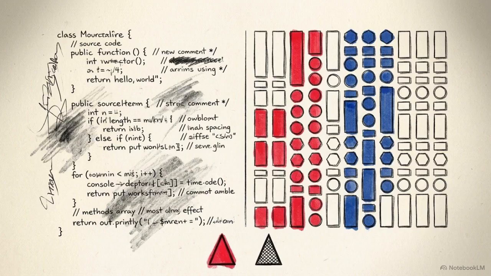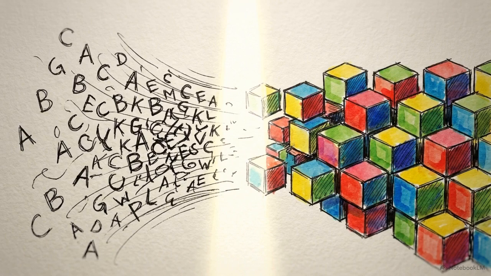The lexical analyzer performs the mechanical heavy lifting. By organizing human text into a structural vocabulary, it enables the machine to process meaning and logic in the stages that follow.